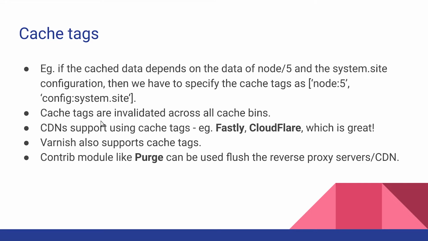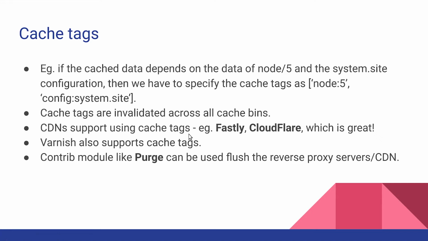An important point to note is that cache tags are invalidated across all bins. Initially we had seen that we can separate cache into separate bins, and Drupal also provides separate bins out of the box which we can use. If any cache tag, say this node 5 cache tag, is invalidated, then all the cached entities present in the different bins are invalidated. It's not that a particular bin is considered; the cache tags get invalidated in all the bins.